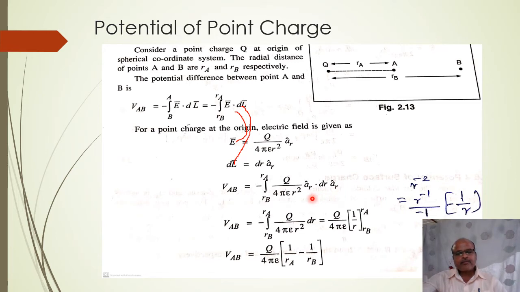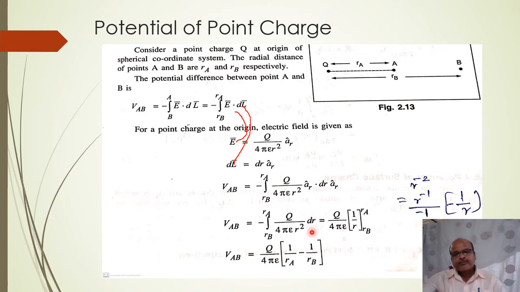So here two terms are there, aR cap dot aR cap. What is aR cap dot aR cap? It is 1. So as it is 1, write down the remaining terms. VAB is equal to minus integral from RB to RA of Q upon 4 pi epsilon R square dr. So take this dr as it is.